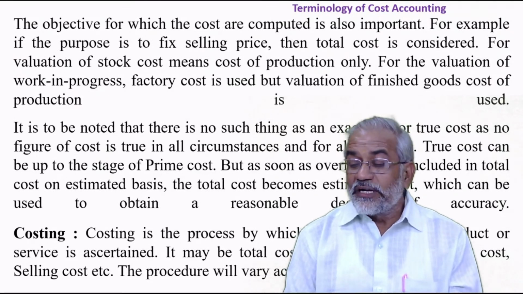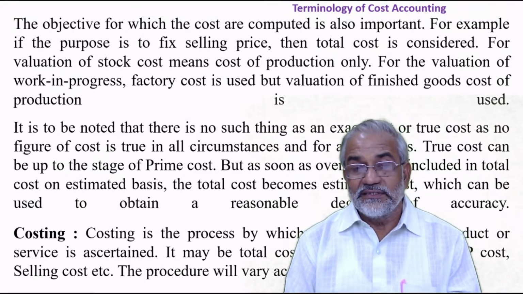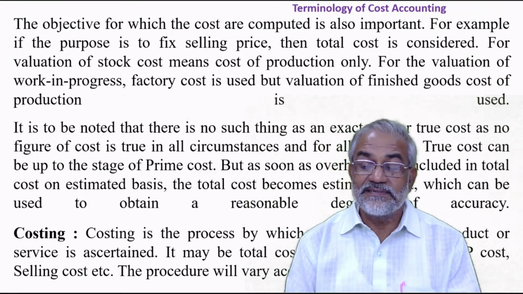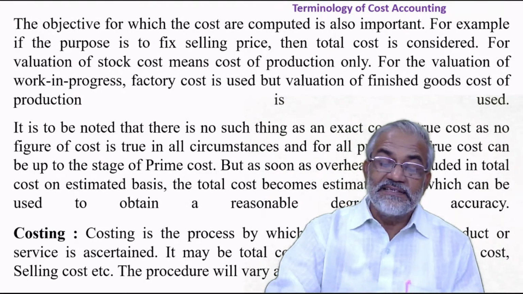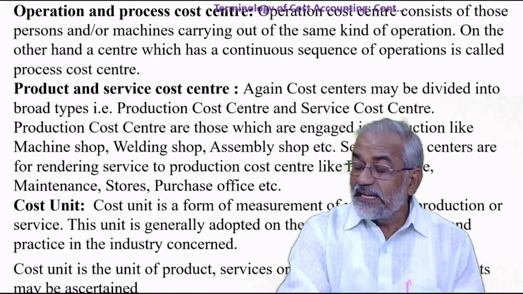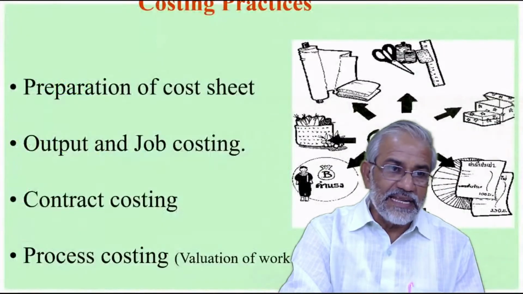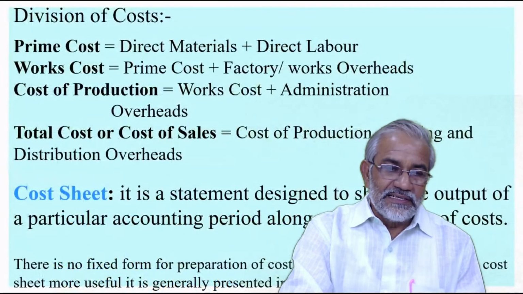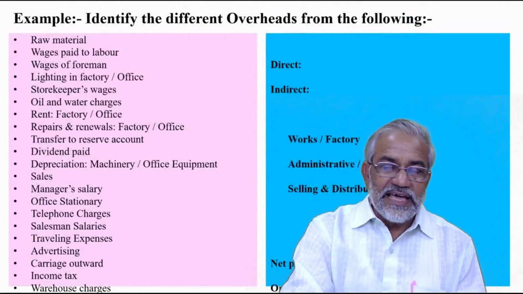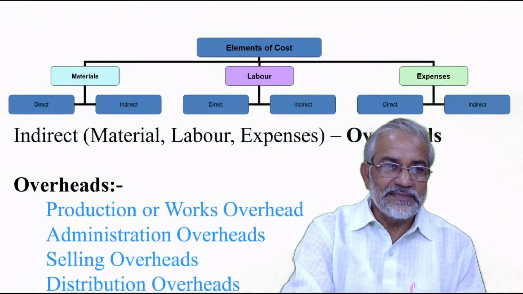The next component, the third component involved in the classification of cost according to nature, is called expenses. Expenses means you can say direct expense or indirect expense. The same connotation, just like direct labor and indirect labor, direct material and indirect material. Accordingly, direct labor, direct expense and indirect expense.